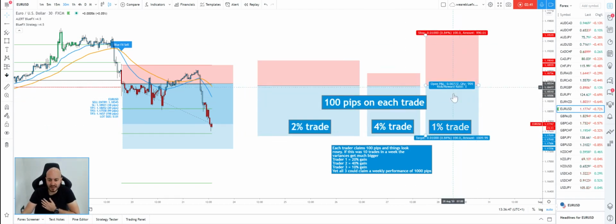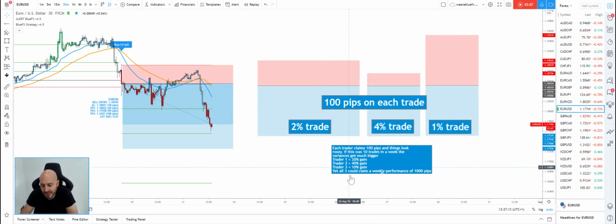So this trader here, which is trader C, has risked 100 pips in their stop loss to gain 100 pips in their take profit. So they've got a risk to reward ratio of 1, which means that their winning percentage on their winning 100 pips is just 1%, because that's derived from their lot size and their initial percentage risk on that 100 pip stop loss.